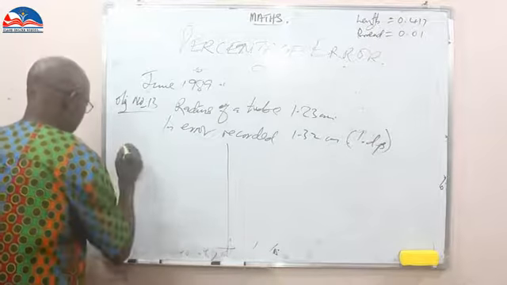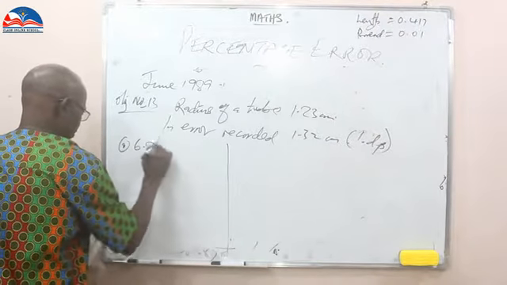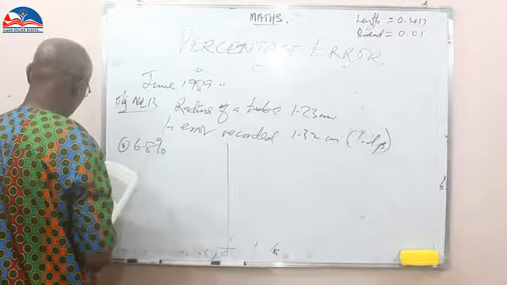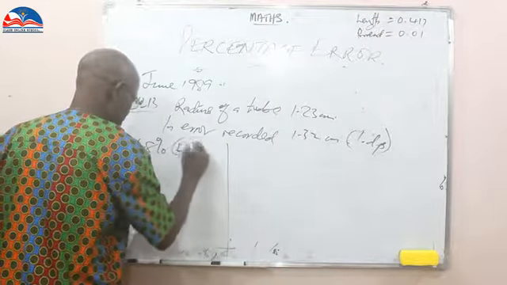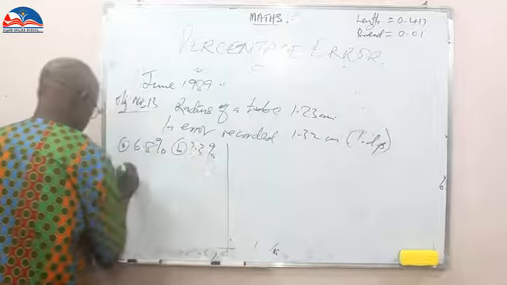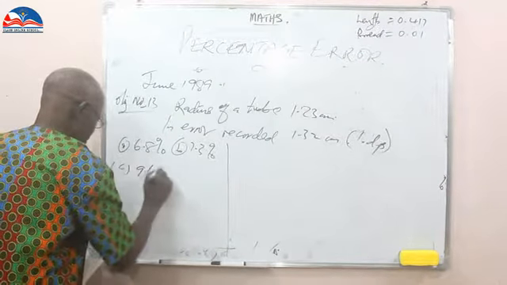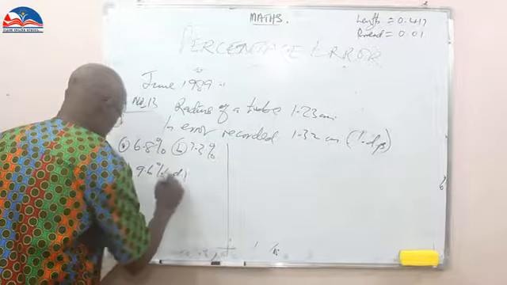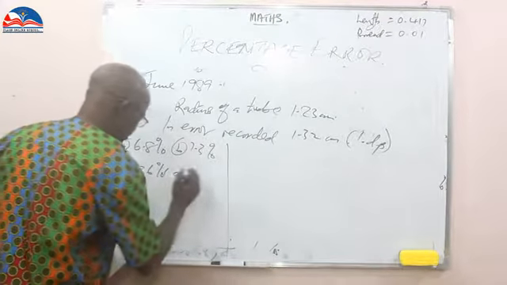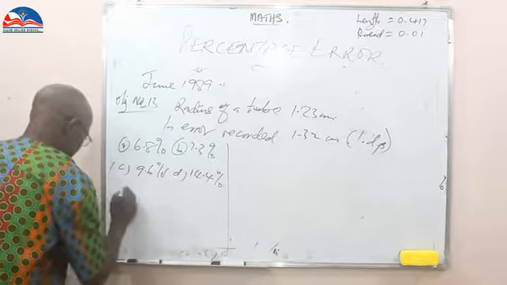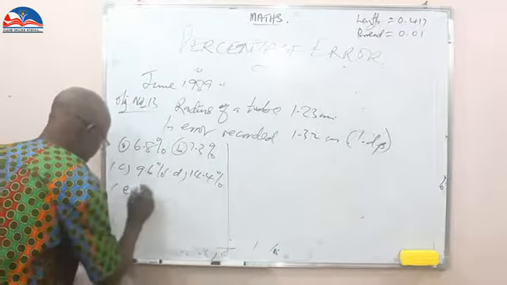A says 6.8%. B says 7.3%. C says 9.6%. D says 14.4%. And E says 15.4%.